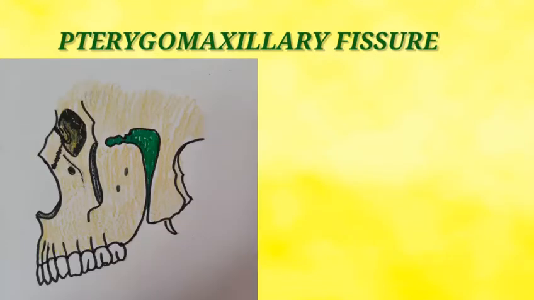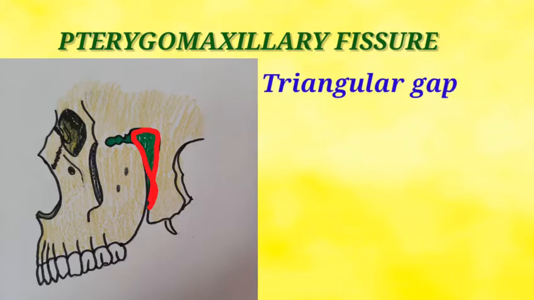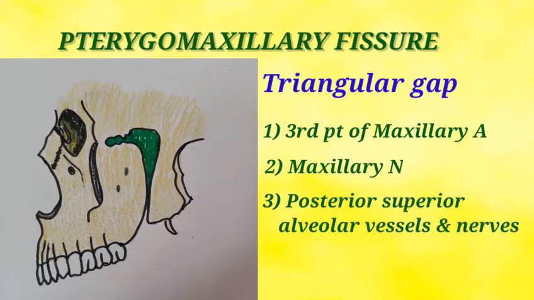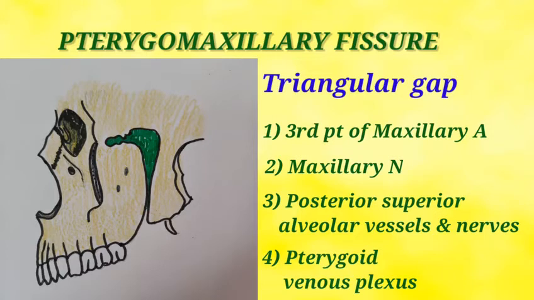The lateral wall of the pterygopalatine fossa presents a pterygomaxillary fissure, which is a triangular gap presented between the body of the maxilla anteriorly and the lateral pterygoid plate posteriorly. This fissure transmits the third part of the maxillary artery, the maxillary nerve, posterior superior alveolar vessels and nerves, and the pterygoid venous plexus. Among this, the maxillary artery and the maxillary nerve enter into the fossa through this fissure.